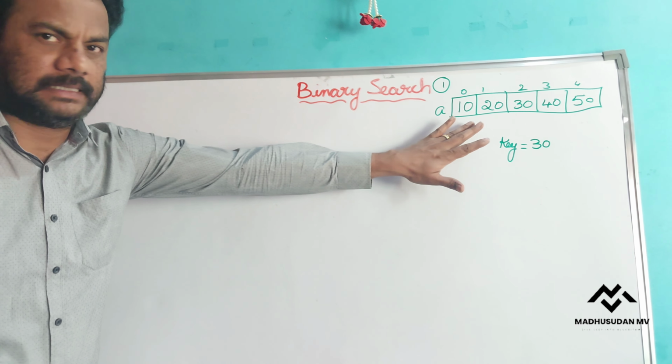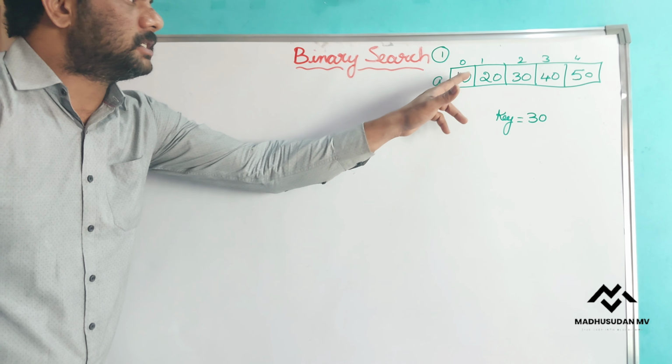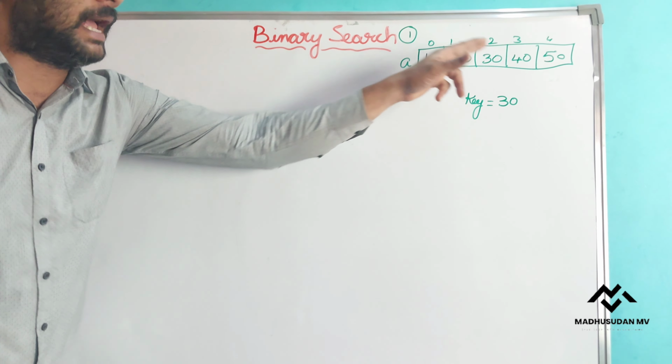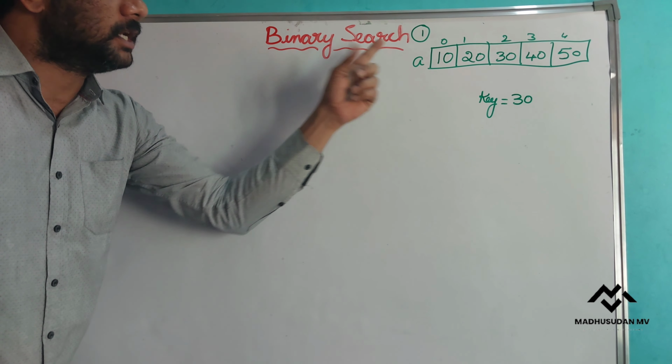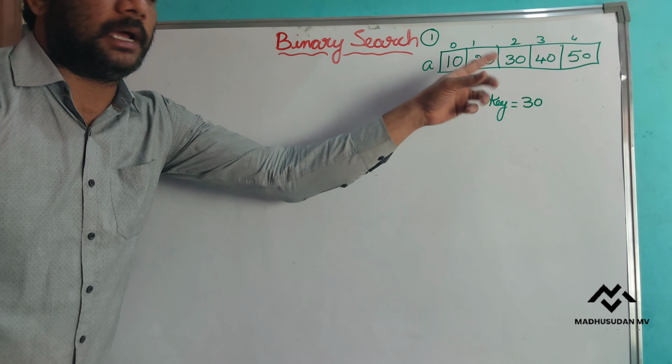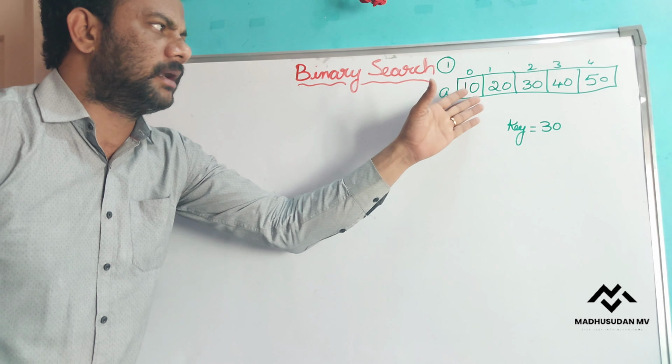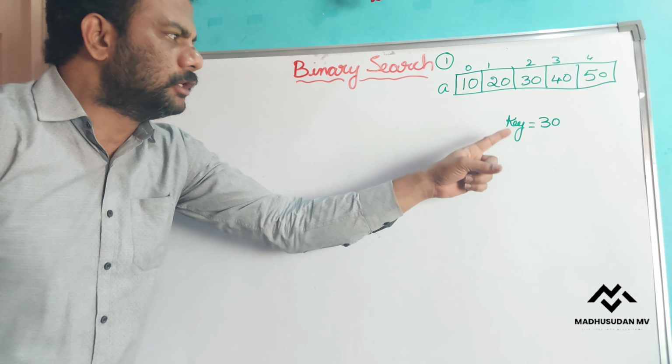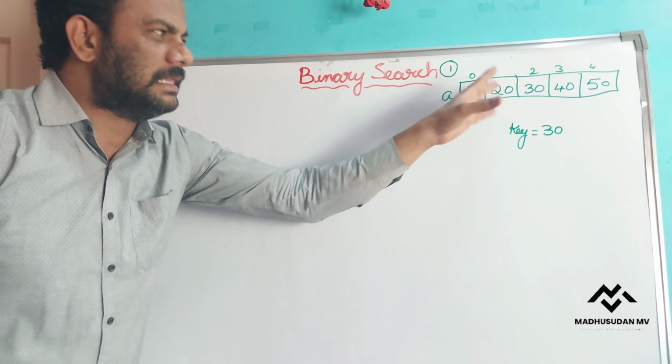Now let us take this example. I'm taking the 5 elements 10, 20, 30, 40, 50. As I said, for binary search, the elements should be in sorted order, either descending or ascending. So I took these numbers and assume the key element is 30 in this example.